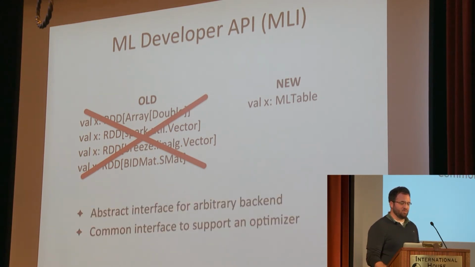MLtable is a relational table, supports map and reduce, and you can plug in arbitrary data structures behind it to support it and make it fast. So again, it's this abstract idea. And this also gives us the benefit that it's a common interface against which we can implement all of our algorithms. And that helps us in this optimization task that Ameet talked about before, where we're searching over lots of different possible models.